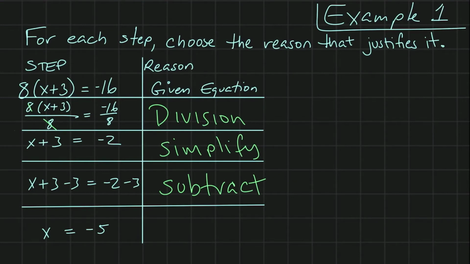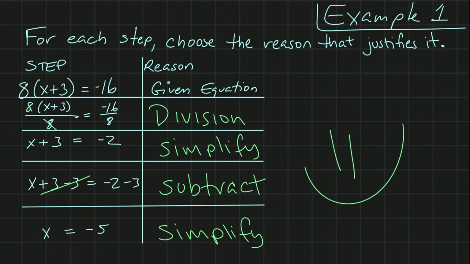Bam. And the last step, again, we look at the top and see what the difference is. In this case, we had 3 minus 3, so that cancels out on that side. And negative 2 plus negative 3, that's negative 5. So all we did is just simplify. That's it. All right, so our first example is done. Let's move on to another example.